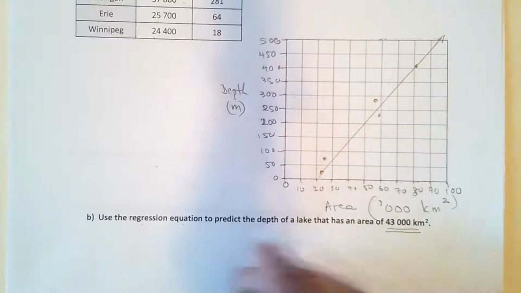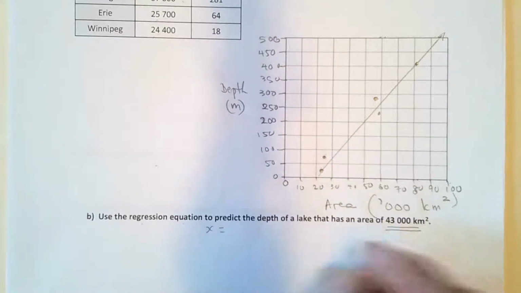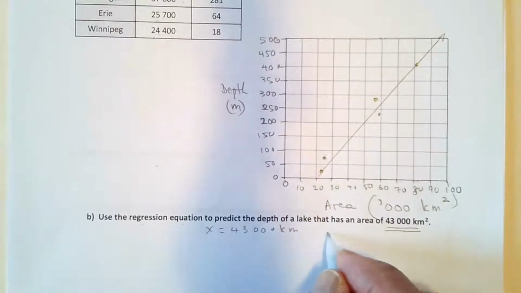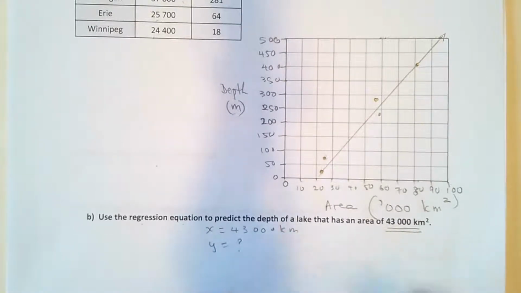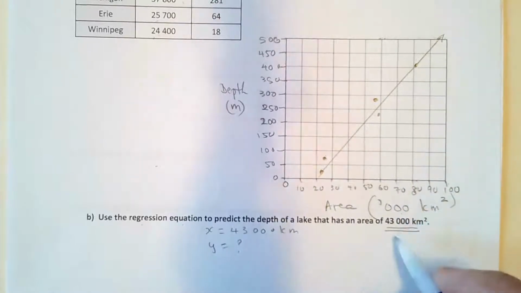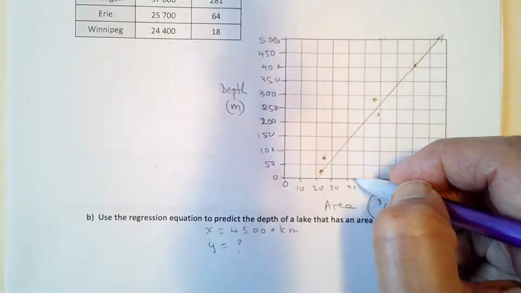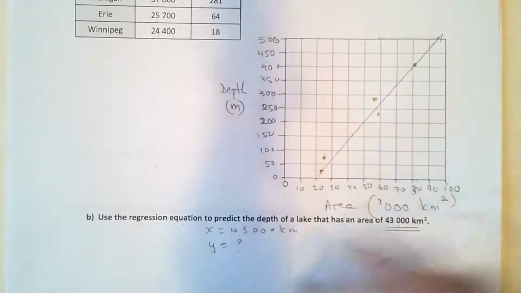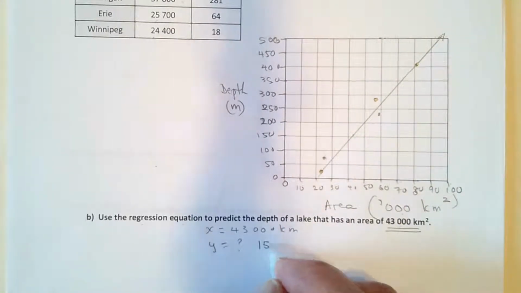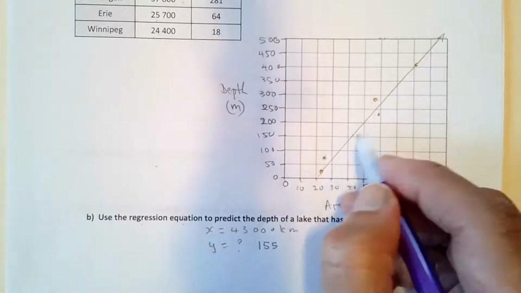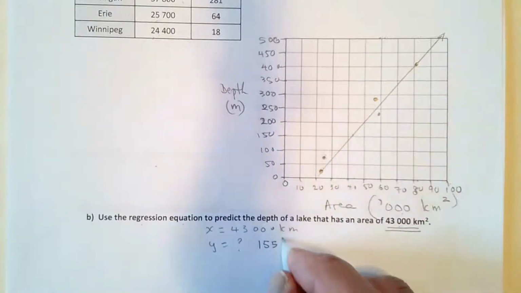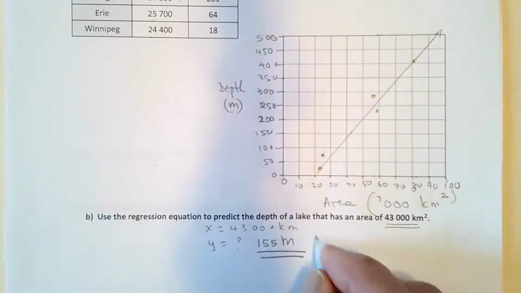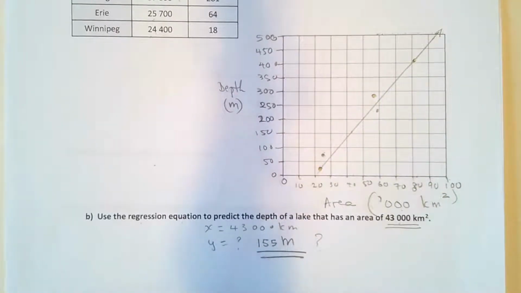So this is x. So x is equal to 43,000 kilometers. The question is, what is y? So if x is 43,000, which is about here, y would be around 155 meters in depth. So this is our estimate. We're not sure yet.